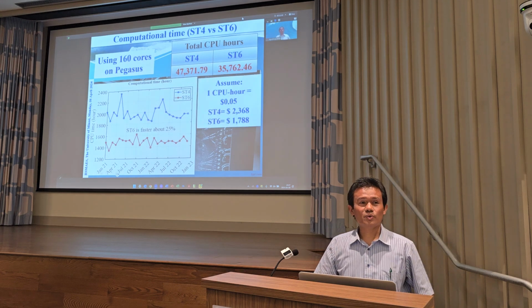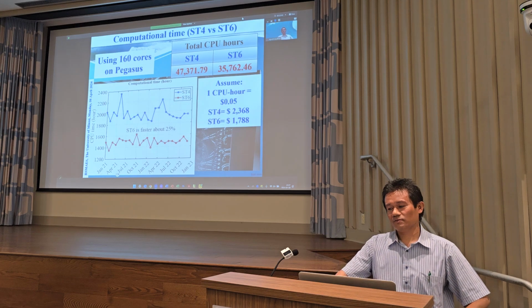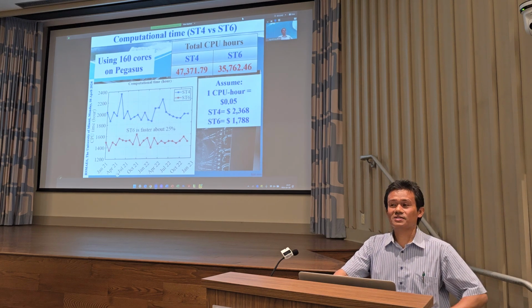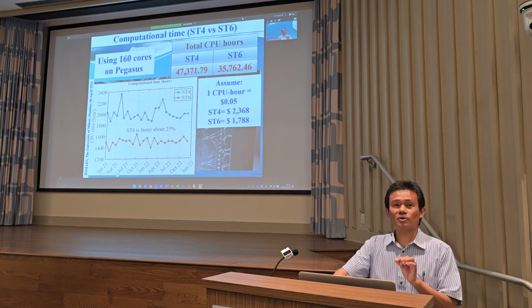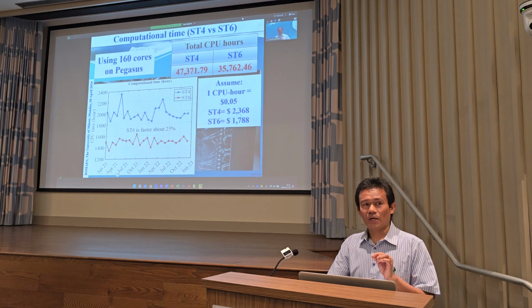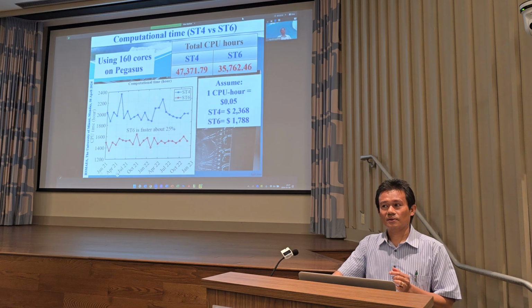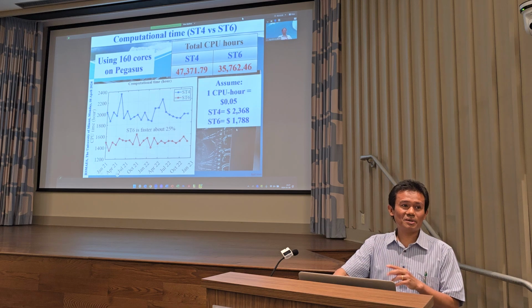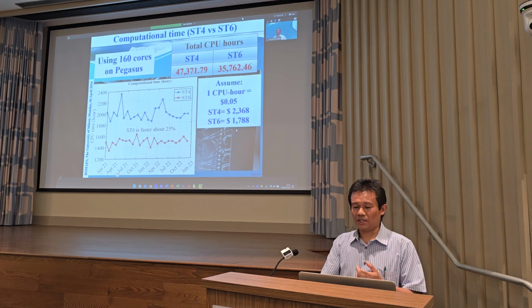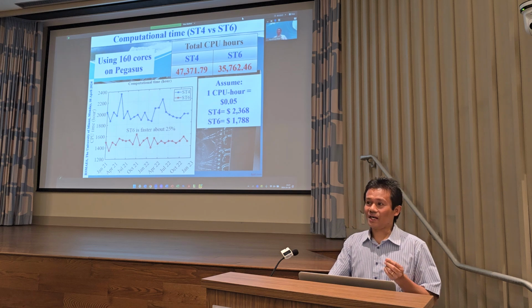If we assume that we pay for the cluster, and the cost of the cluster is about 5 cents per CPU hour, that means that the cost for running the ST4 is more than $2,000, while the cost for running ST6 is less than $2,000. But it's not quite significant because it's only a difference of $600. Might not be very significant.